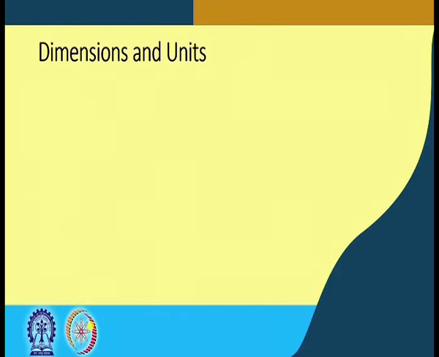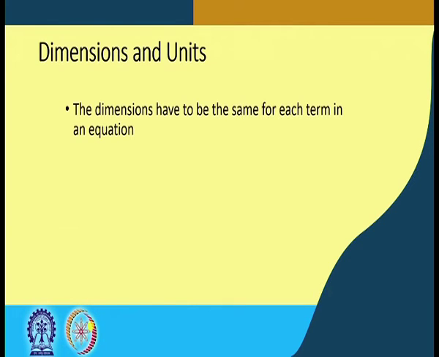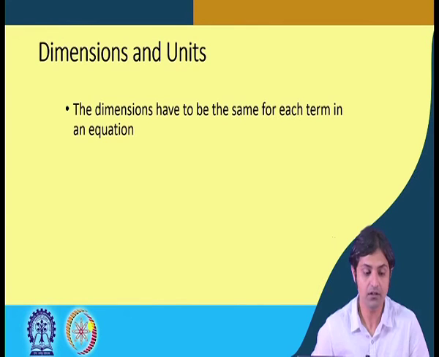So to start, one of the most basic things that we need to know about the properties are the dimensions and units. As you have already read before in your class 10th and 12th, the dimensions of each term on the two sides of an equation have to be the same. That is the most important requirement for the dimensional analysis.